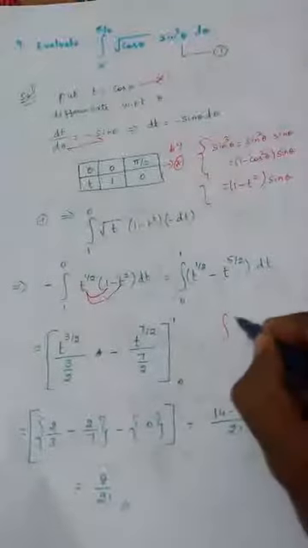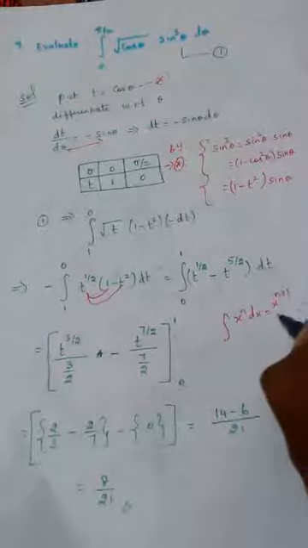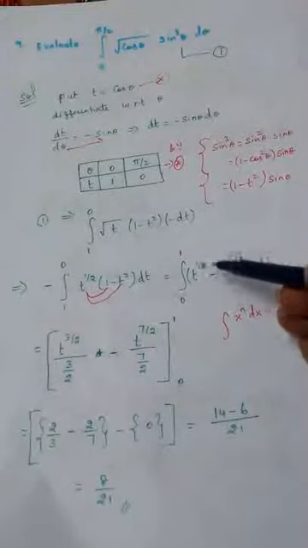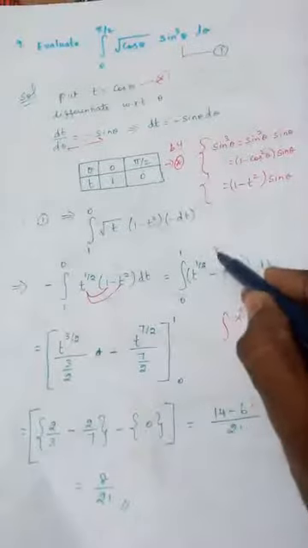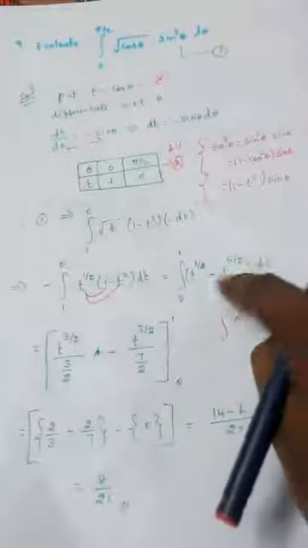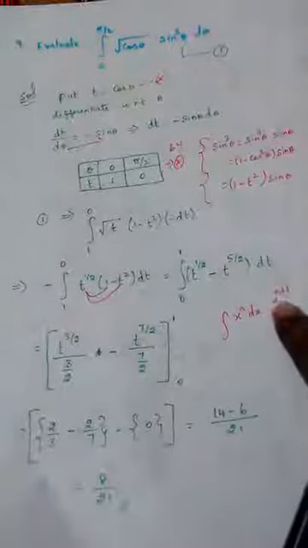What is the integration formula for x power n dx? X power n plus 1 by n plus 1, right? For t power half, n is 1 by 2, so t power 1 by 2 plus 1, that is t power 3 by 2 by 3 by 2. If you integrate this, t power 7 by 2 by 7 by 2, using this formula.